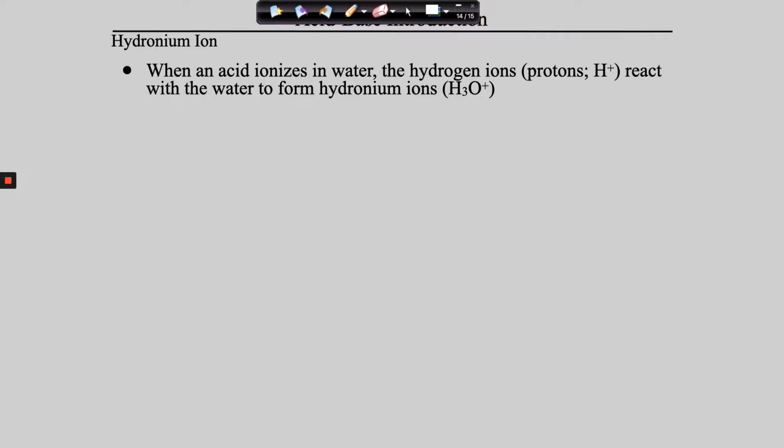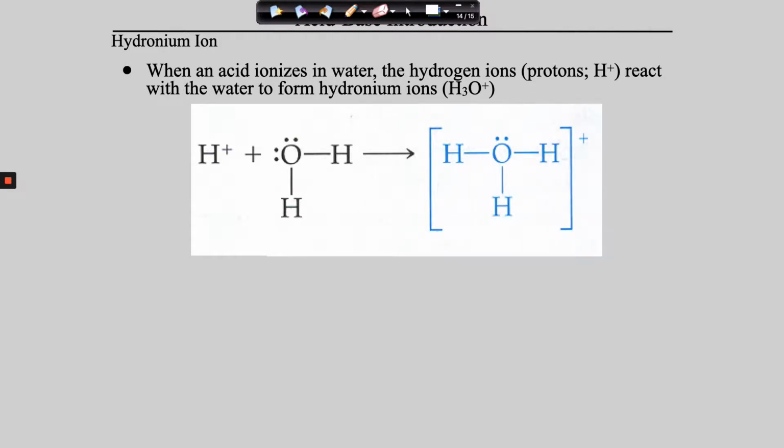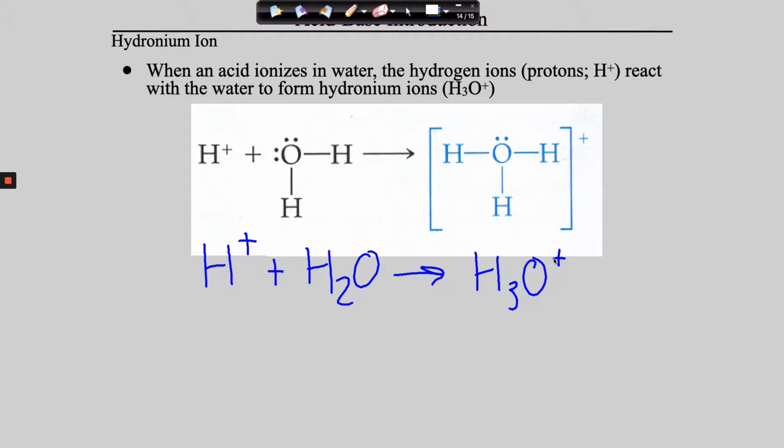So guys, where does hydronium ion come from? And the answer is acids in water. So when you put an acid in water, and we're going to use the Bronsted-Lowry definition, when we put acids in water, these things give away hydrogen ions. When they do, they react with the water to form hydronium ion. So guys, if you don't want to write out the Lewis dot structures, you could just do hydrogen ion plus water yields hydronium ion.